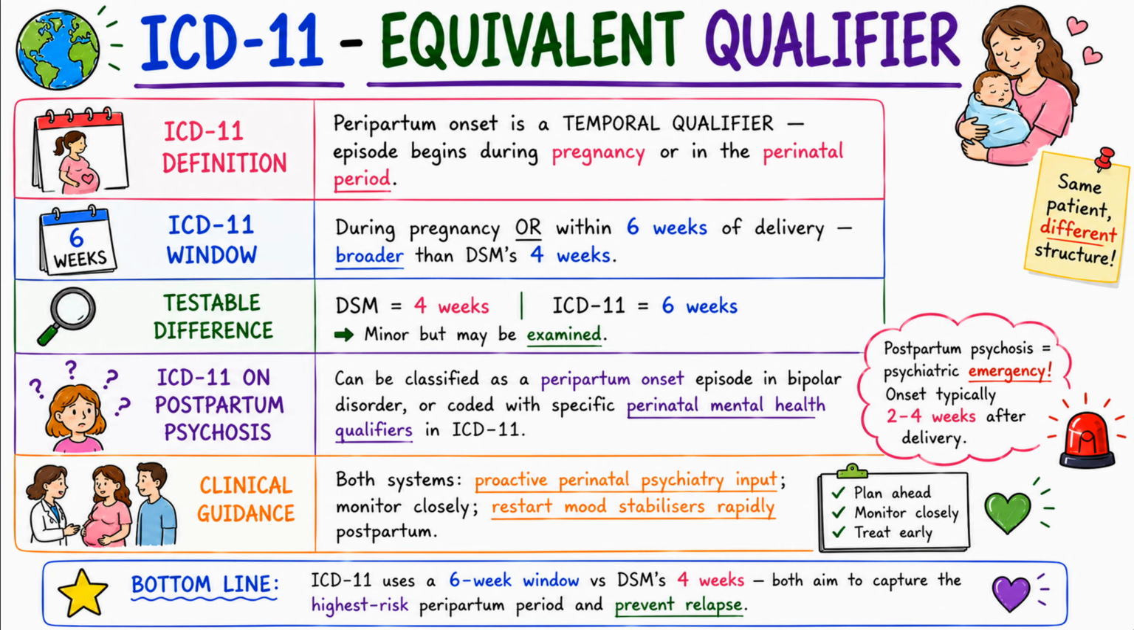4 weeks in DSM, 6 weeks in ICD, both include the antenatal period, both recognize the severity of postpartum psychosis, both recommend the same clinical response: proactive perinatal psychiatry involvement, close monitoring throughout pregnancy and the postpartum period, and a plan for rapid recommencement of mood stabilizers after delivery. The most important clinical fact for either system: if a woman has had a previous peripartum episode, she needs a detailed perinatal mental health care plan before she gives birth again, not a crisis response after.